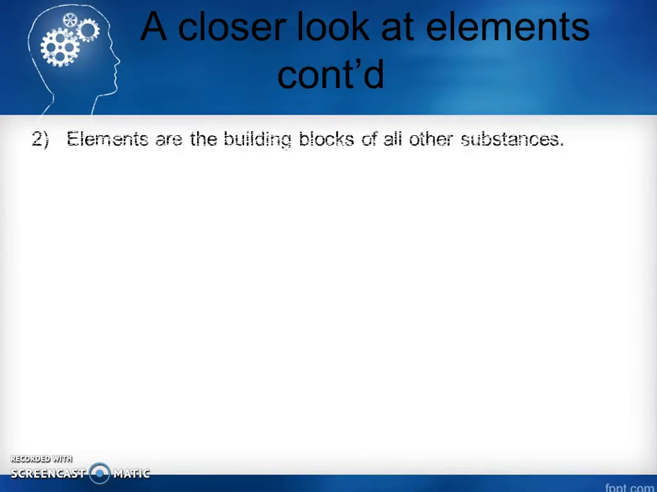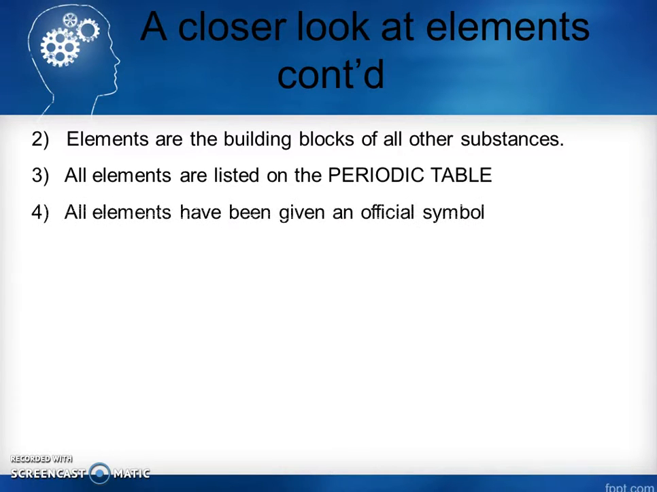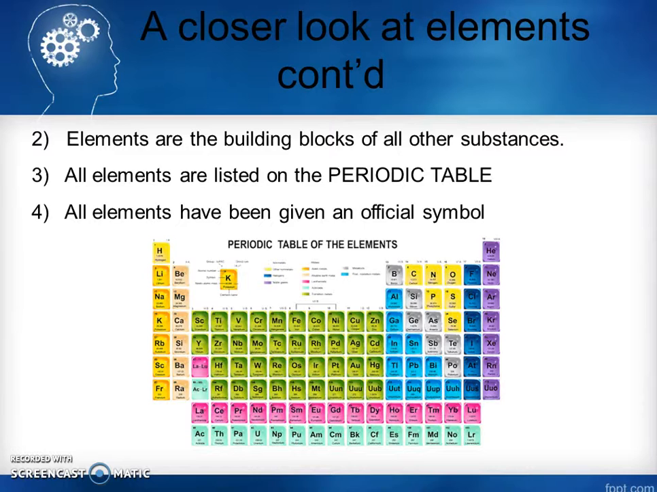Elements are the building blocks of all other substances. So everything you look around that you can see in the form of matter is made of these atoms. They're the building blocks, like the Lego pieces. All elements are listed on the periodic table. All elements have been given an official symbol, and you can find those on the periodic table.